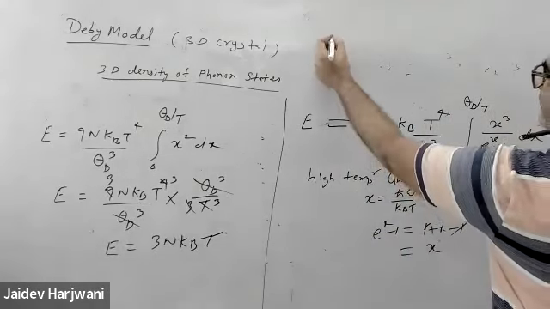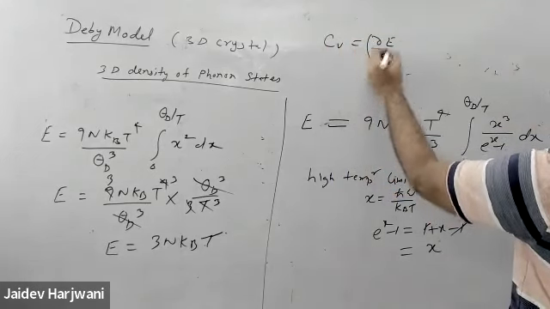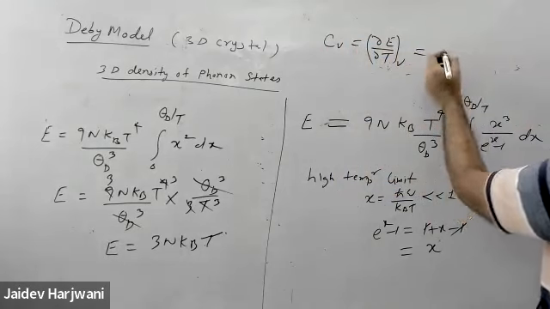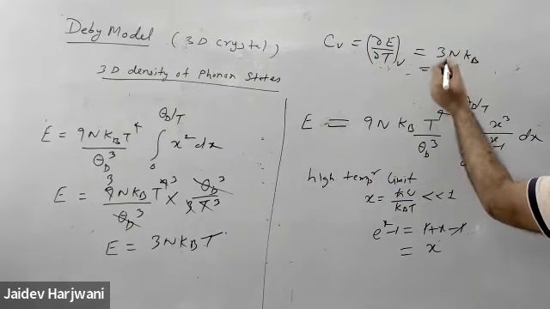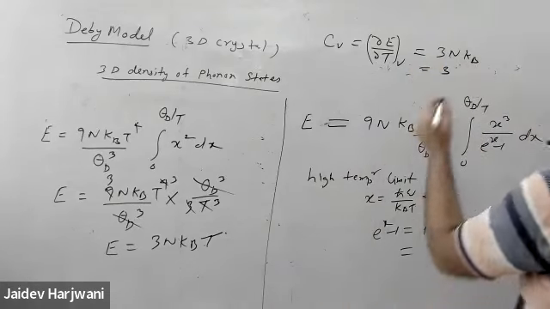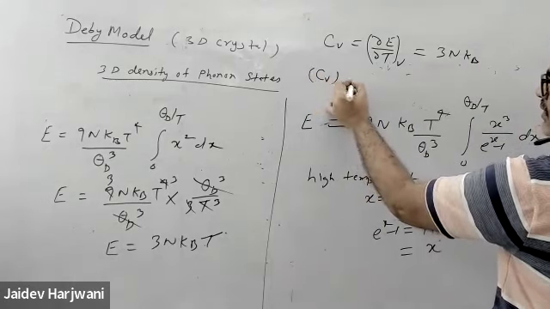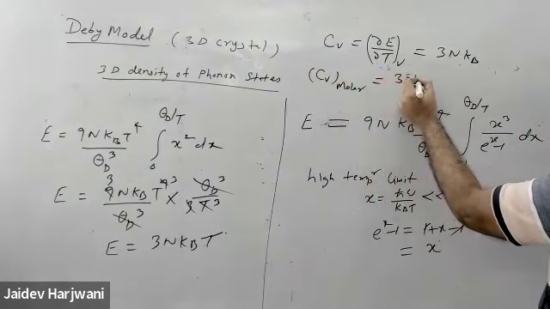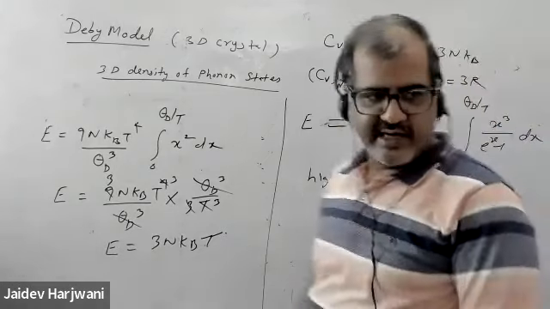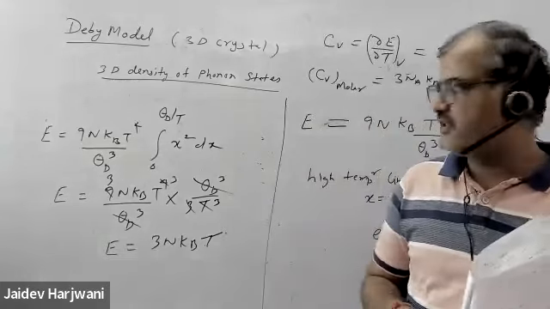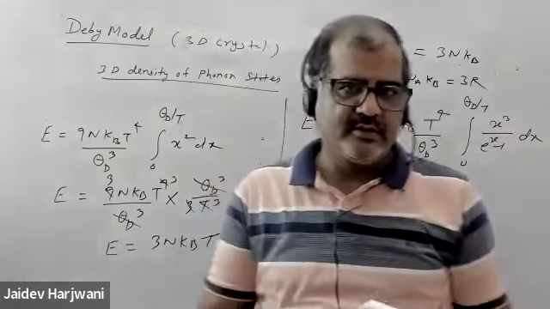So specific heat, what? Just del E upon del T, or del U upon del T, at constant volume. So you'll get 3 n kB. If n is Avogadro number, if you're taking molar specific heat, Cv molar, you get 3 Na kB, equal to 3R. So that is the answer we should get. It is very simple. Now at high temperature, this model also says the specific heat is equal to 3R.